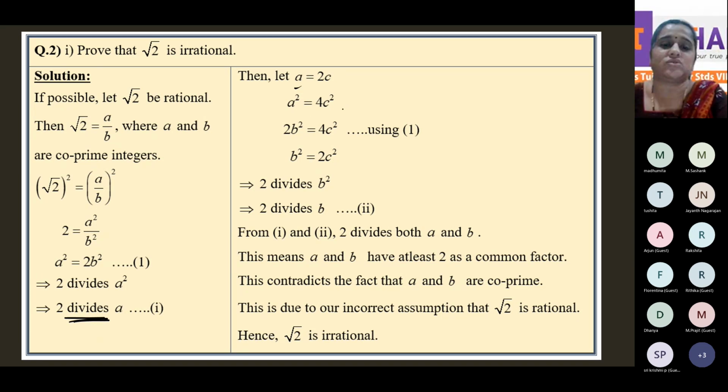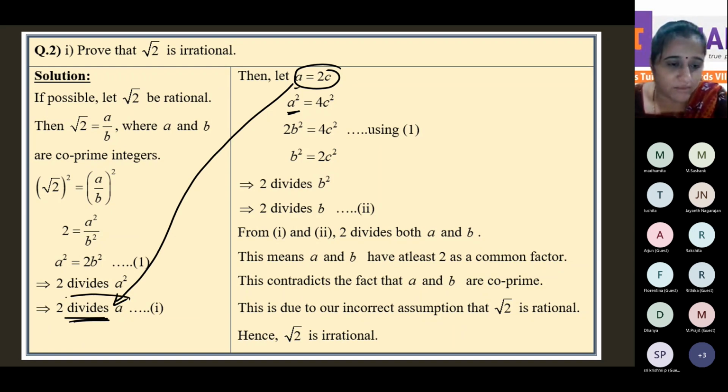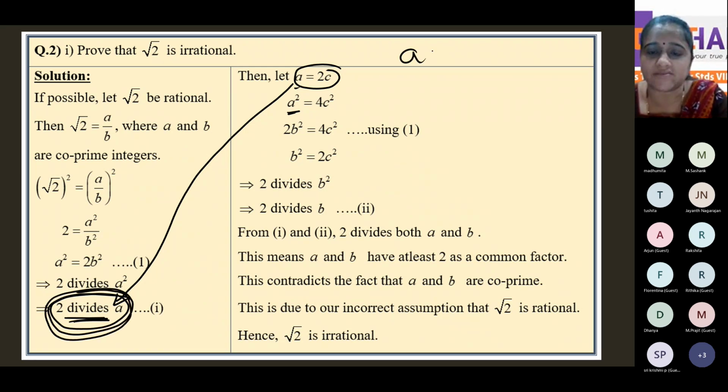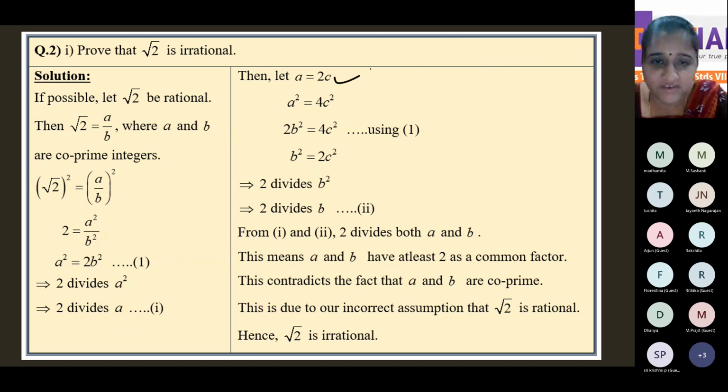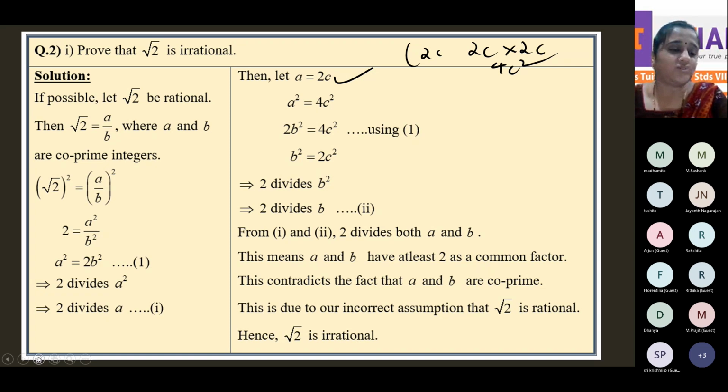Now square this on both sides. Children, this one we are writing from the earlier result. Don't think we're suddenly writing A is equal to 2C. Because we know that 2 divides A, that means you can write A as 2 into something, and that something we are calling C. Now you square this result on both sides. So you get A squared is equal to 2C the whole squared, 2C into 2C, which is 4C squared.